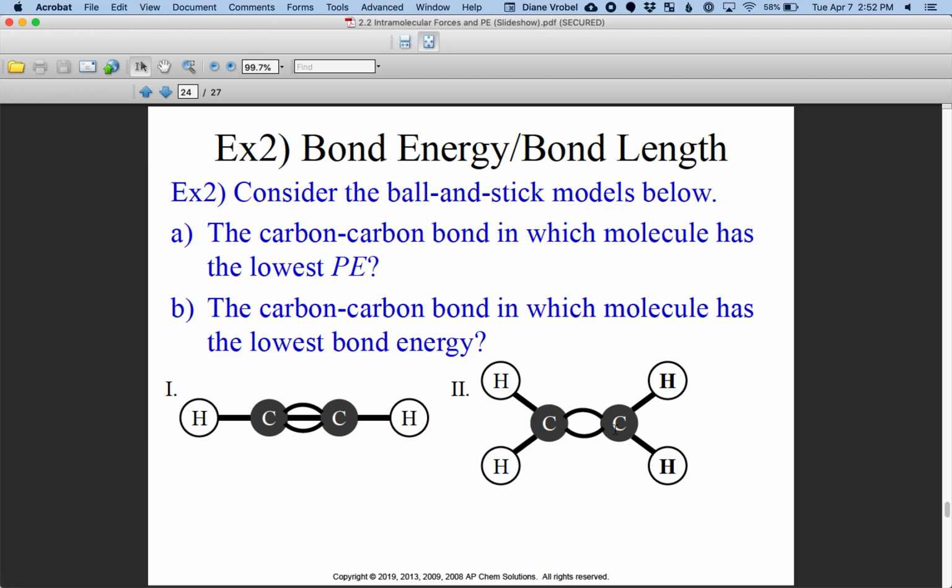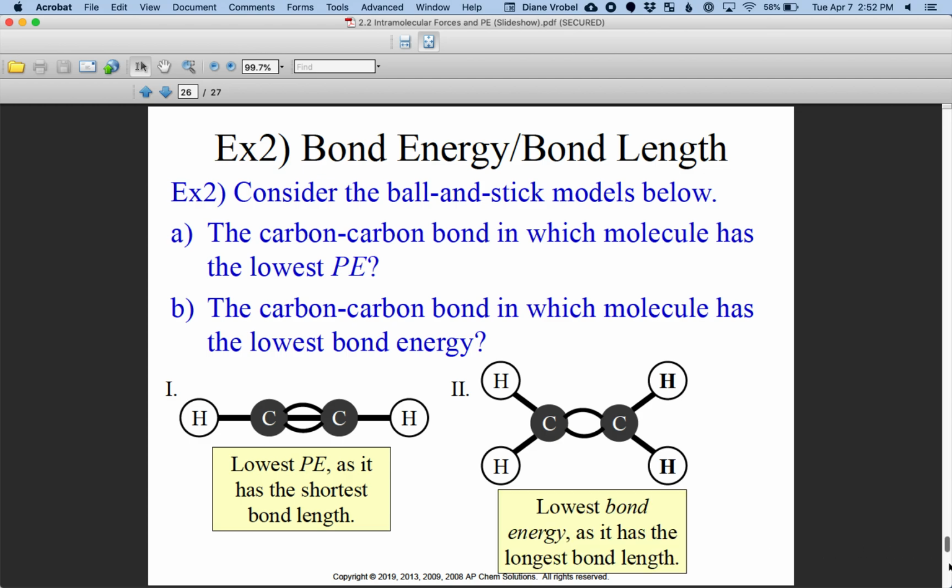Okay, so here are some examples where number 1 is a triple bond, number 2 is a double bond, and they want to know which one has the lowest potential energy, and then which one has the lowest bond energy. So notice that for Roman numeral 1, because it's a triple bond, it has the lowest potential energy because those two atoms are the closest. Therefore, Roman numeral 2 has the lowest bond energy because instead of a triple bond, it's only a bond order of 2.